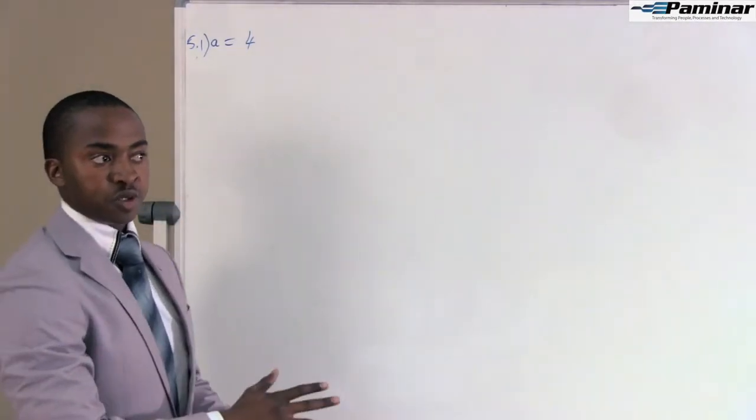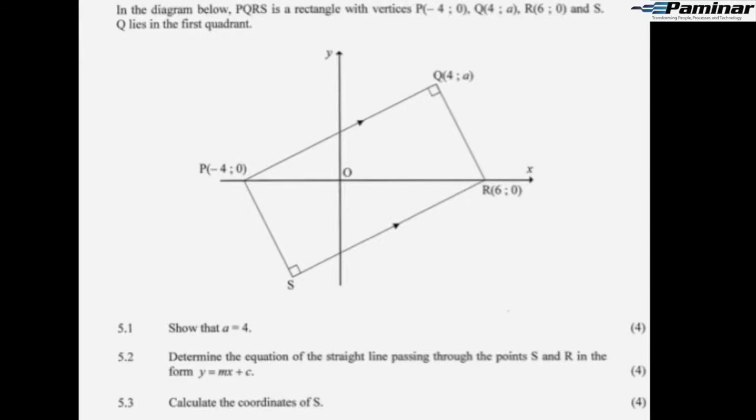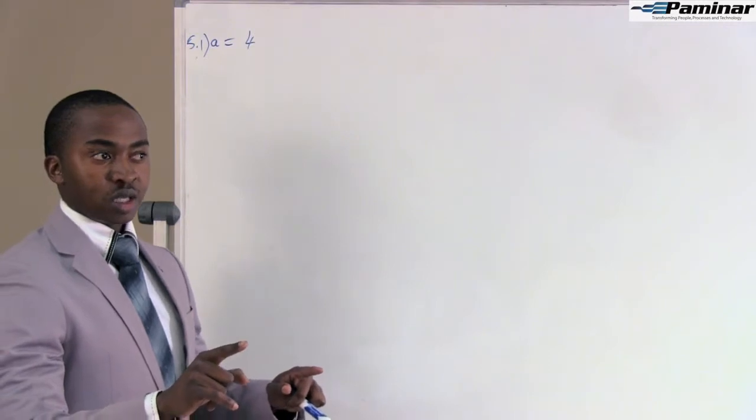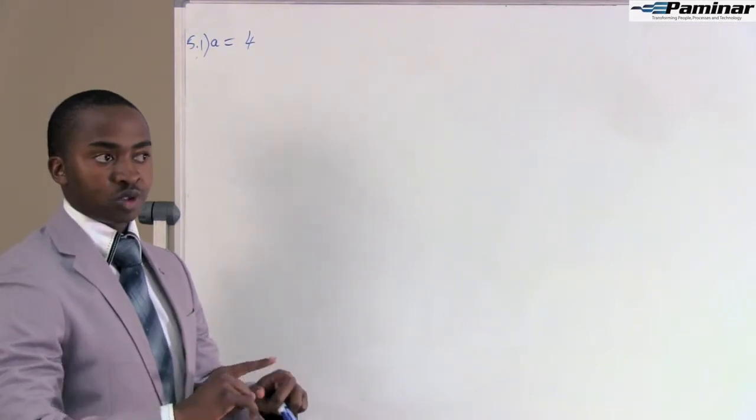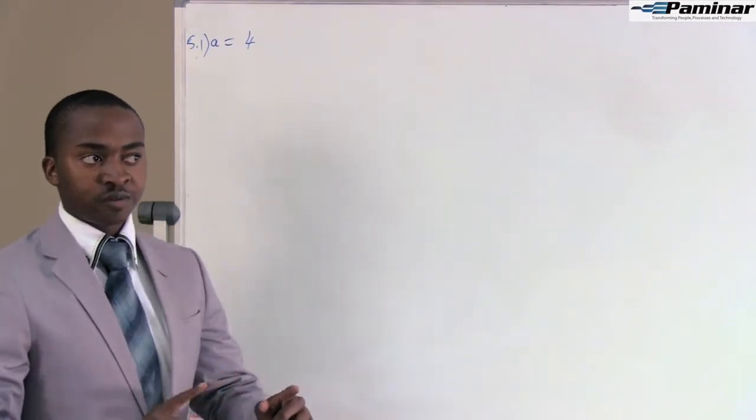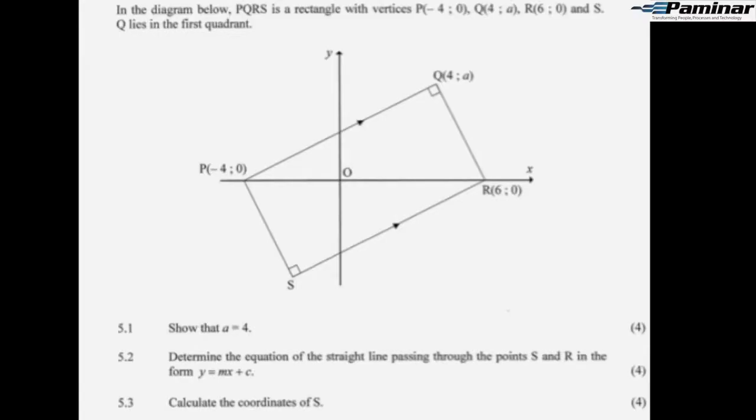They've given you the point P as (-4, 0), and they've also given you the point R as (6, 0). Both those points have a link to the point Q, and you can see they link up at point Q. You can use two lines to solve simultaneously. In other words, you find the line PQ and the line QR, then solve those two simultaneously to solve for your unknown A.